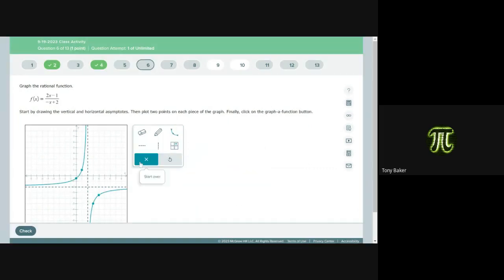Now, once you plot your points, you're going to click graph a function. It's going to give you a nice graph. If it gives you something crazy, you messed up your points. Don't hit check. You should have a general idea of what the graph's going to look like because you would have graphed in Desmos. If it doesn't match, fix your mistake before you hit check. These answers you should not get wrong.